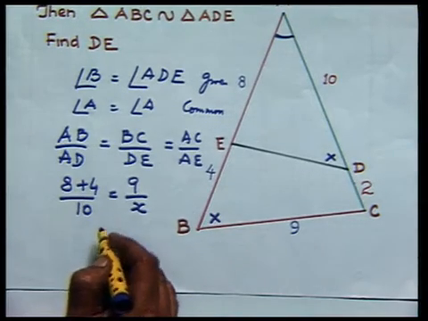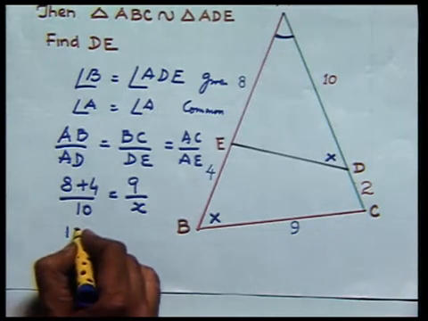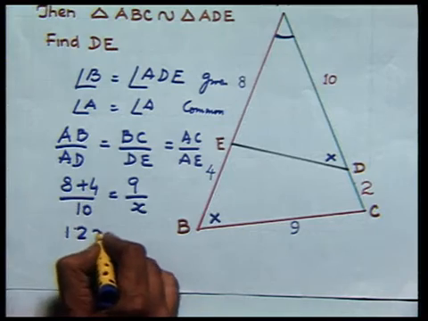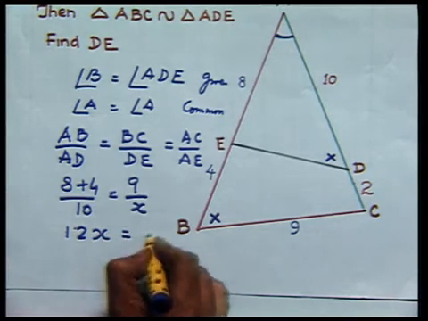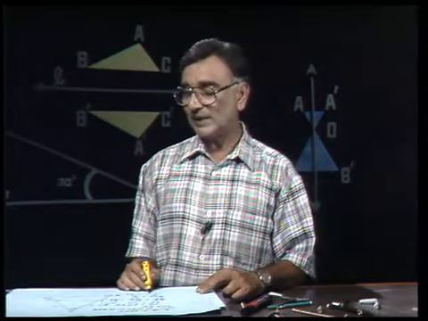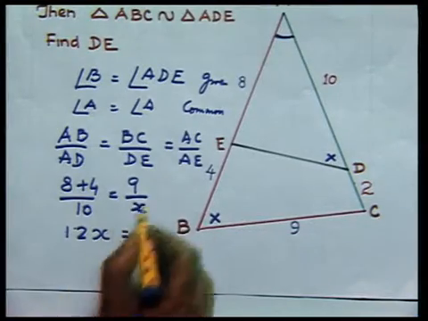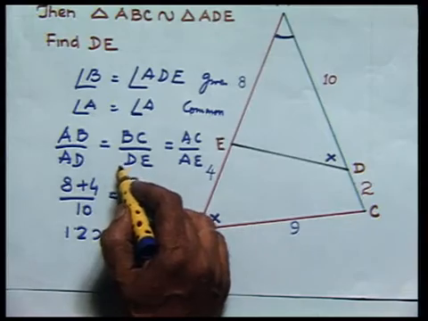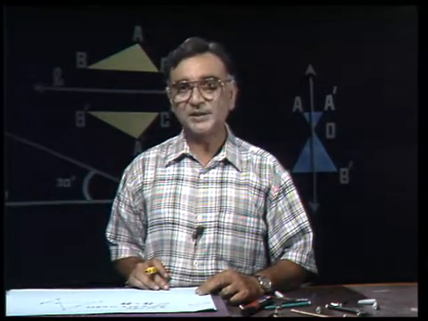Now, if I solve it further, I get 12x is equal to 90, and from there you can find out the value of x, that is the length of side DE. Let us take another problem over here.